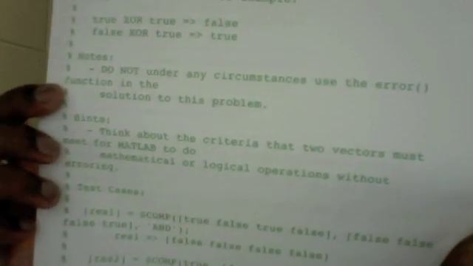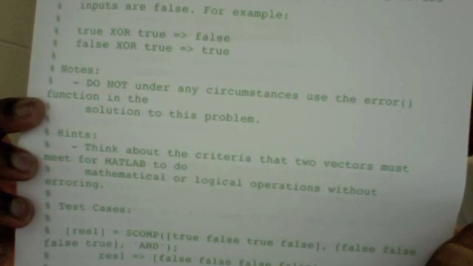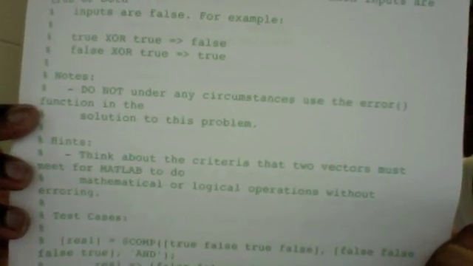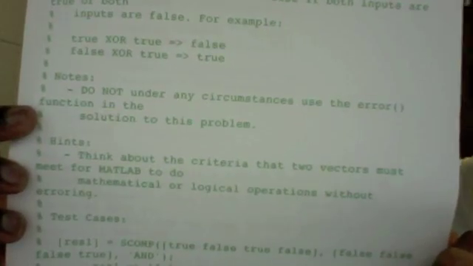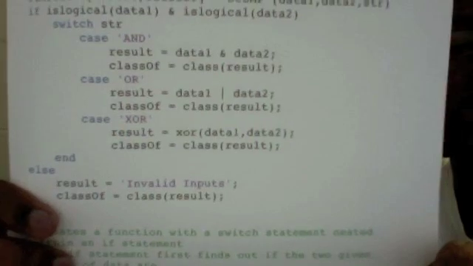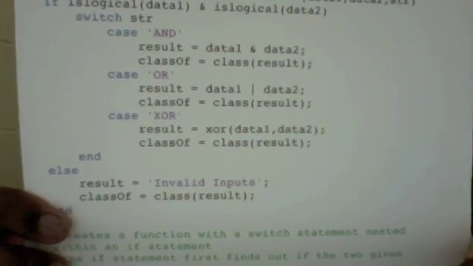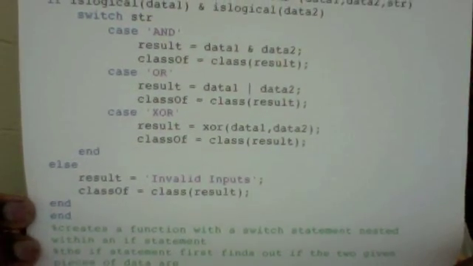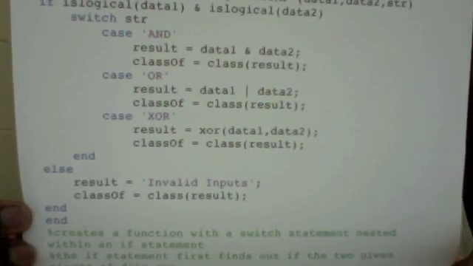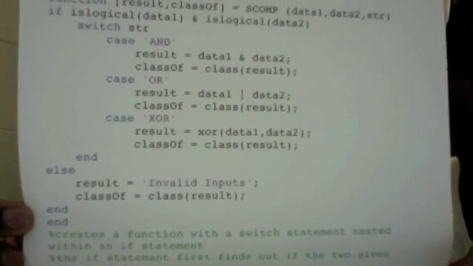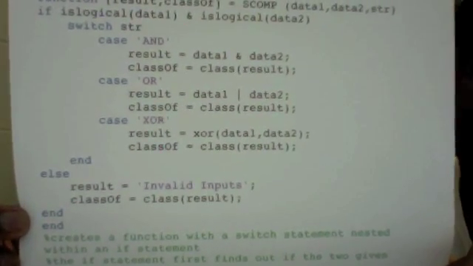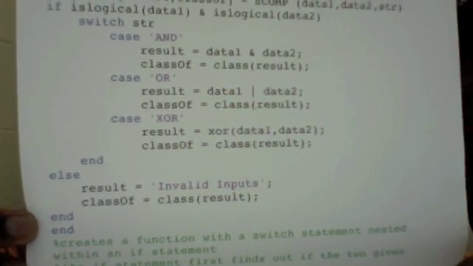So just a little hint is that we want to think about the criteria that the two vectors must meet from MATLAB to do mathematical or logical operations without erroring. So in looking at the actual function that we're going to write up, we have function, our outputs result and class of equals the function name scomp and data1, data2, and string. For this one, I actually used an if statement with a switch statement nested on the inside of that if statement. So first, our if statement tests to make sure that both data1 and data2 are type logical.